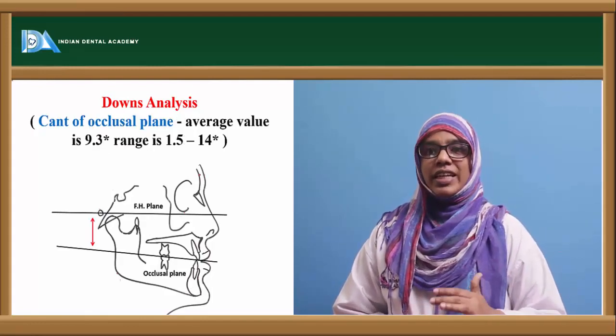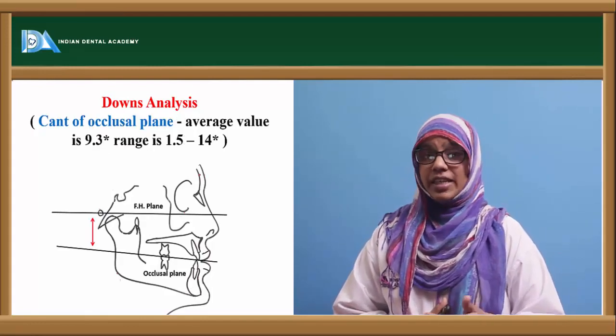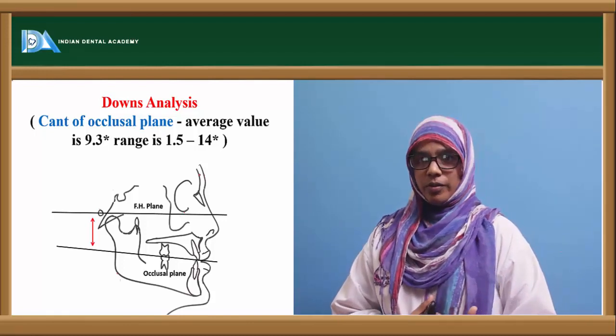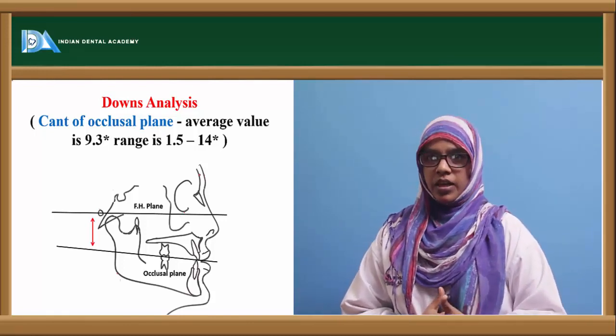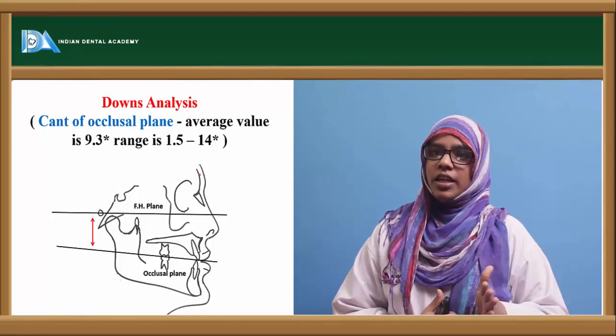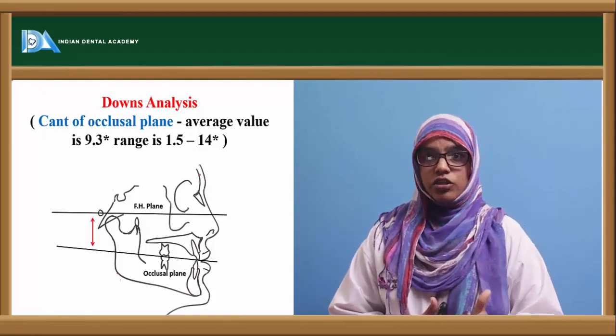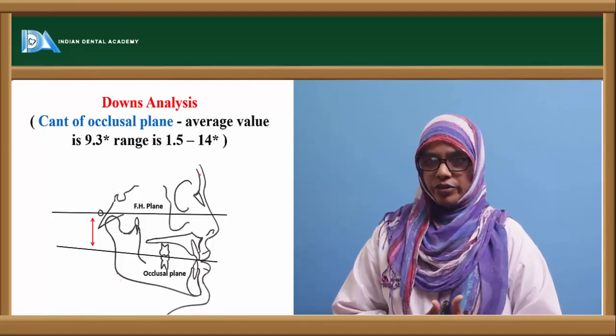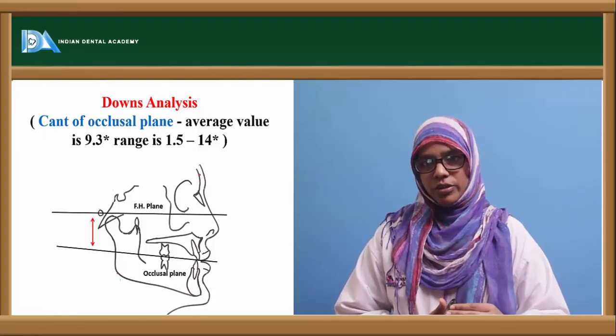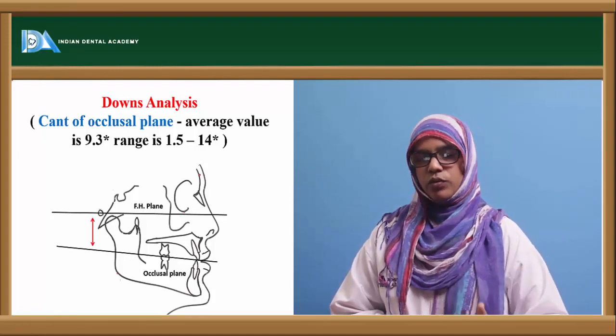Now we talk about the cant of the occlusal plane. It is the angle between the Frankfurt horizontal plane and the occlusal plane. Now its average value is 9.3 degrees and the range is 1.5 to 4 degrees. Now it basically tells you the inclination of the occlusal plane to the Frankfurt plane.